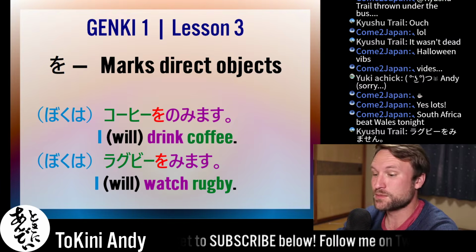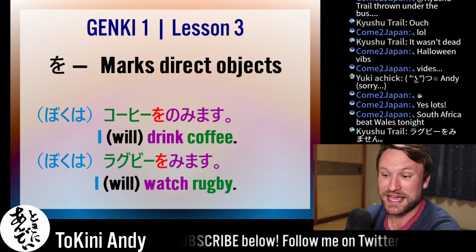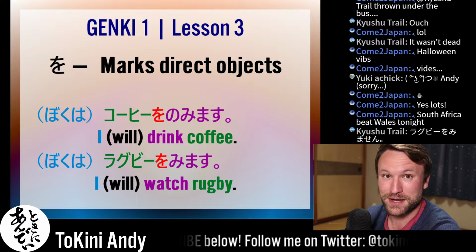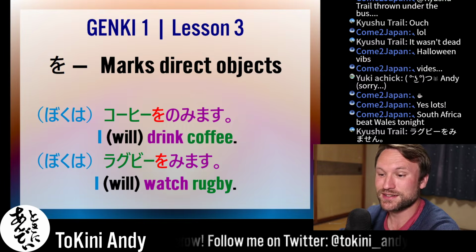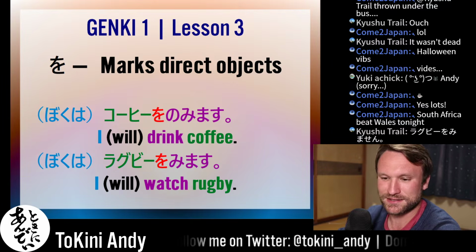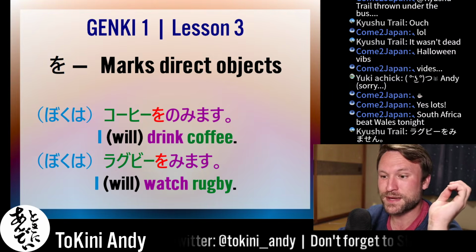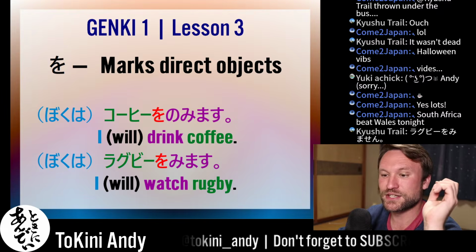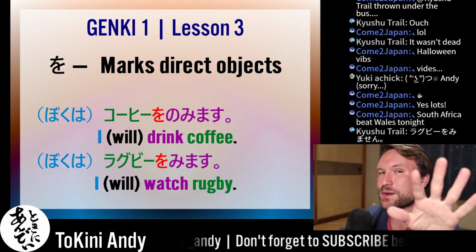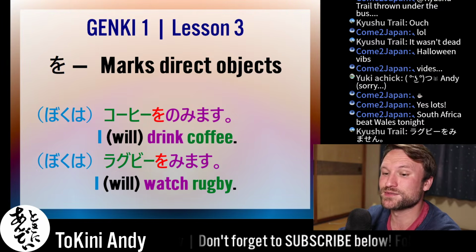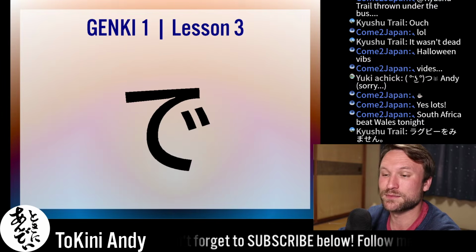Anyway, rugby o mimasen. So there's the negative of mimasu, which is to watch or to look. And he used o, which is perfect. Excellent. So it just marks direct objects. That's literally it. Nothing special. That's how you use it. It can get confusing with some other particles, but we're not going to learn them today, so don't worry about it. We'll take a look at them a little more later.